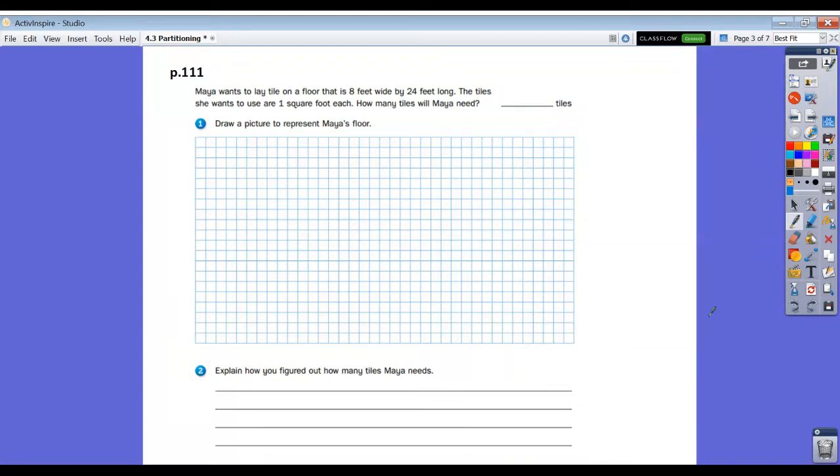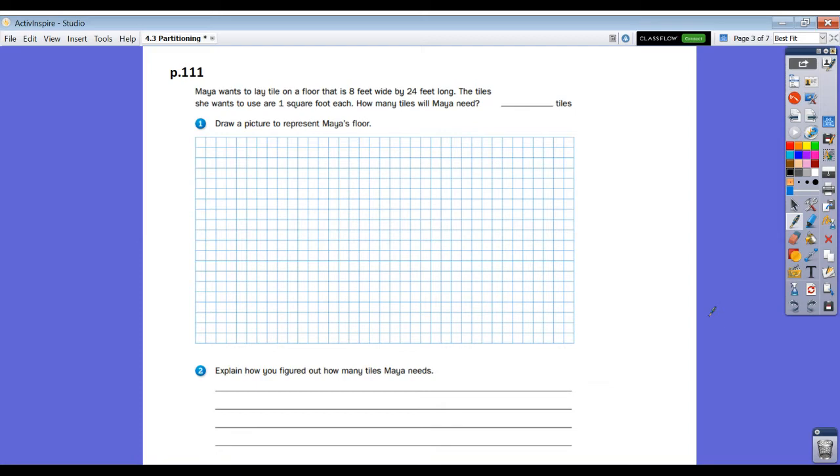Hello, mathematicians. Today we are going to talk about a strategy for multiplication called partitioning rectangles. Say that with me, partitioning rectangles. But first, let's warm up our brain with this multiplication number story on page 111 in your math journal. If you're not there yet, please pause the video to get your math journal and turn to page 111.